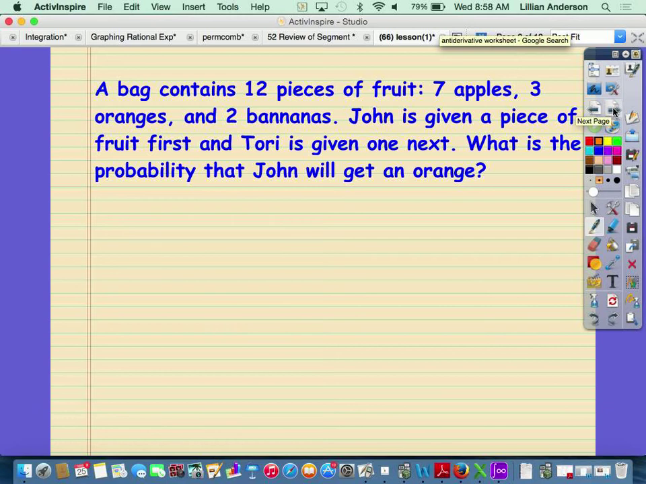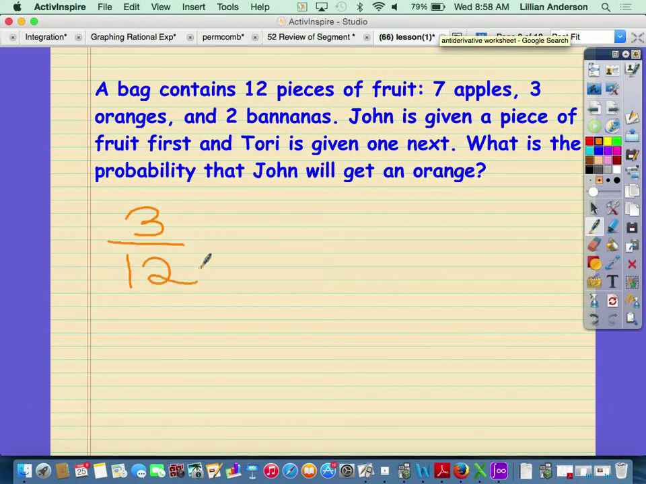A bag contains 12 pieces of fruit, 7 apples, 3 oranges, 2 bananas. John is given a piece of fruit, and then Tori is given the next one. What's the probability that John will get an orange? 3 out of 11, because if he gives the first fruit away... Let's read this again. John picks the first. So it'd be 3 out of 12.